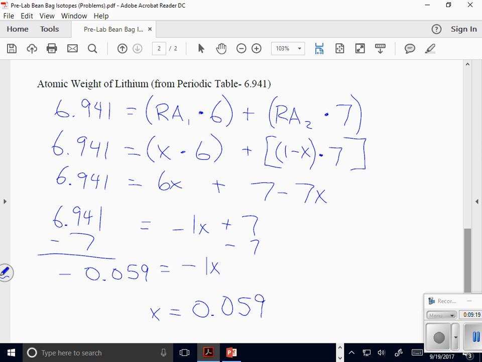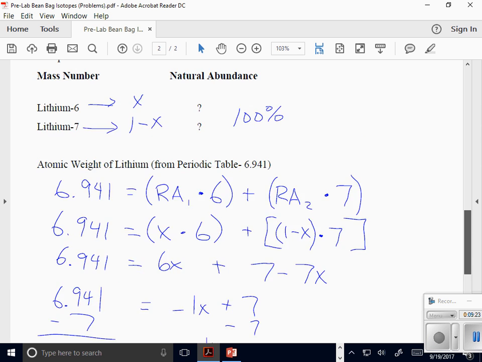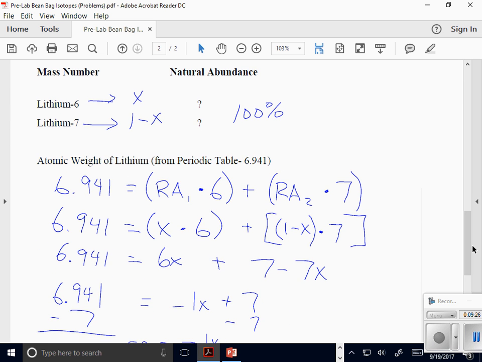So, when I come back up here, my relative value for lithium-6 is 0.059, which is equal to 5.9%. One minus 0.059 is going to give me 0.941, which is going to be 94.1%. Now I have calculated my natural abundance.